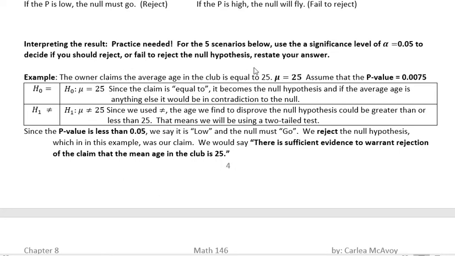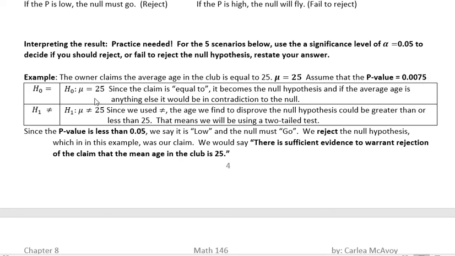So for the 5 scenarios below, use the significance level alpha of 0.05 to decide if you should reject or fail to reject the null hypothesis, and then restate your answer. So we looked at this before. The owner claims the average age in the club is equal to 25. This is his claim in symbolic form. And also assume that we get a p-value of 0.0075.